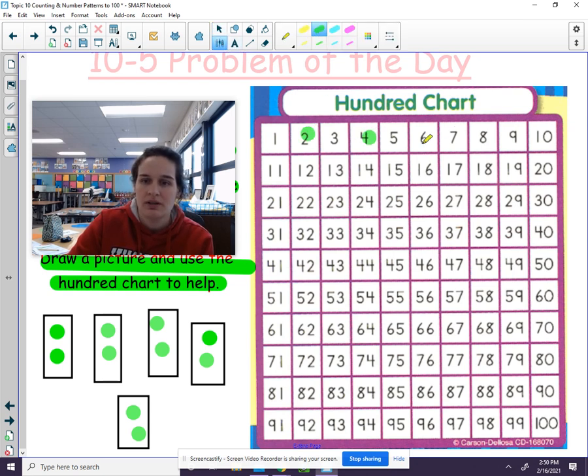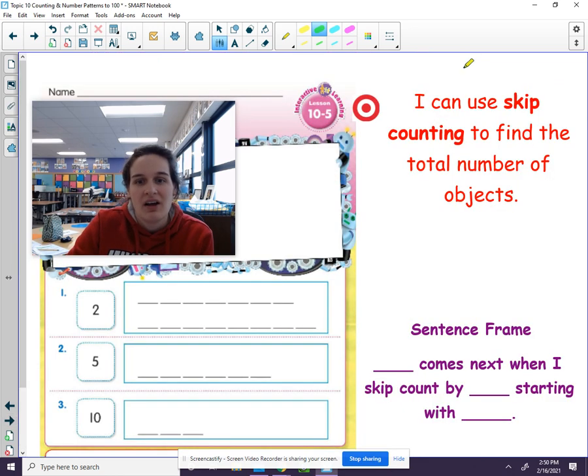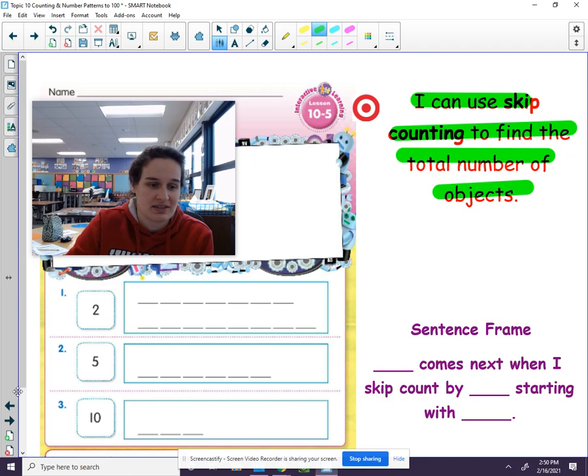2, 4, 6, 8, 10. That was for each of the robots. So there's 10 buttons that she needs. Our learning target is I can use skip counting to find the total number of objects.